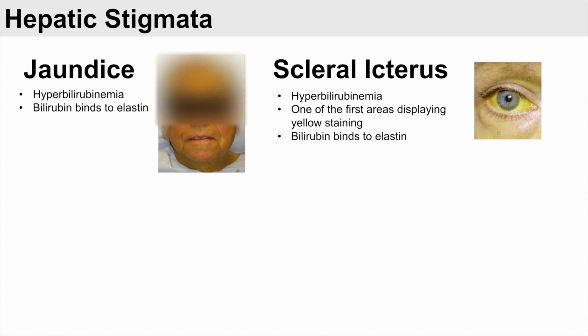Now, a related sign of liver disease is scleral icterus. You can think of it as a jaundice of the sclera, or the whites of your eyes. The whites of your eyes become yellow, and this is again due to hyperbilirubinemia. There is elastin in the sclera, and the bilirubin binds to the elastin. This is one of the first areas to display yellow staining, one of the first areas to signal an issue with the liver.